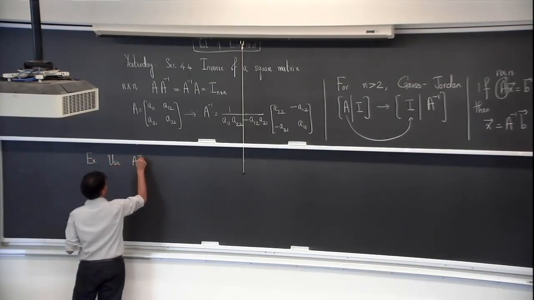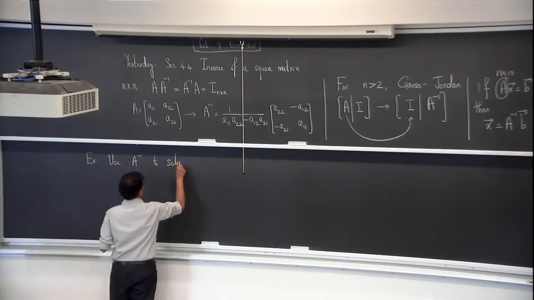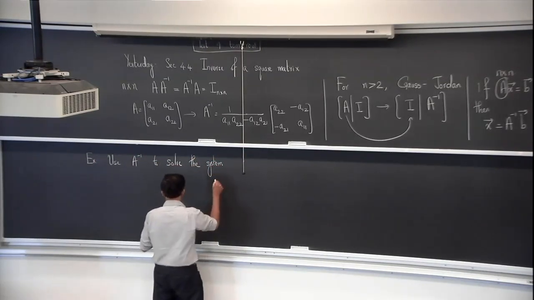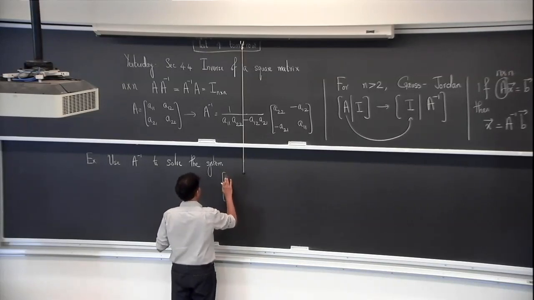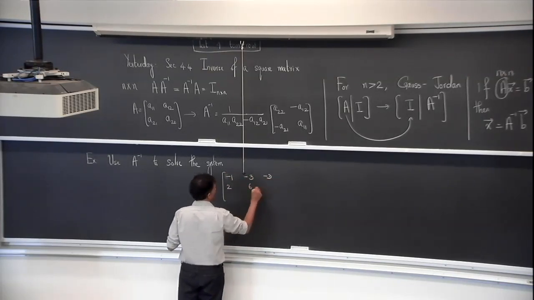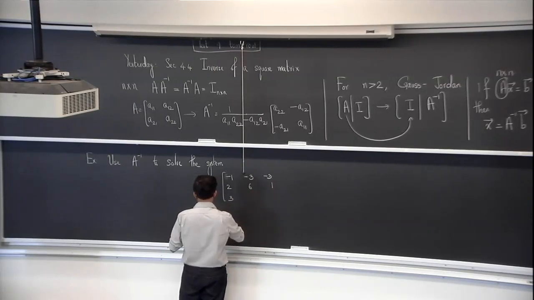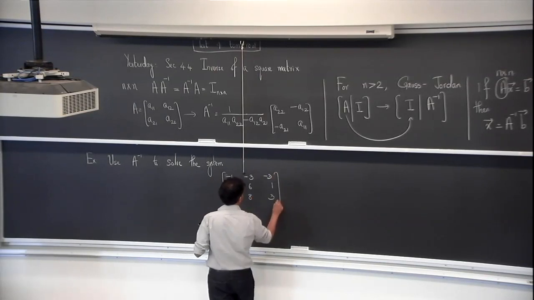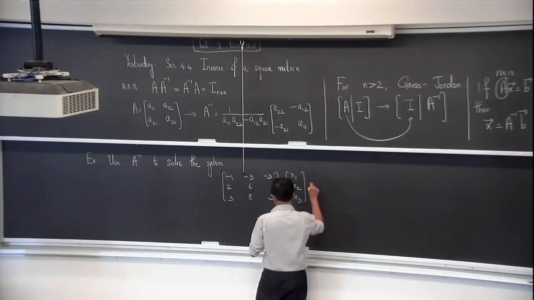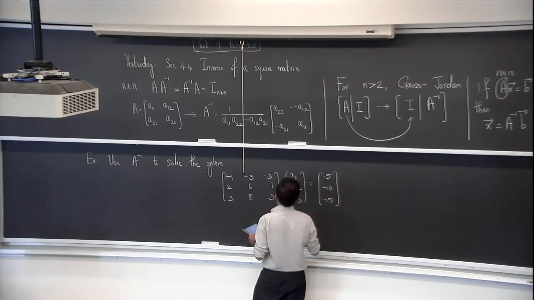Use A inverse to solve the system. The matrix A has rows -1, 3, -3; 2, 6, 1; 3, 8, 3, times x1, x2, x3 equal to -5, -10, -15.